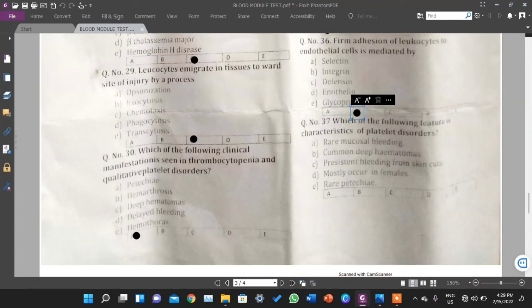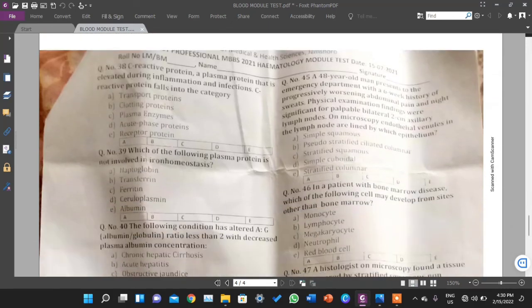Which one of the following features is characteristic of platelet disorders? Rare mucosal bleeding, common deep hematomas, persistent bleeding from skin cuts, most occur in females, or rare petechiae. So the most common characteristic of platelet disorder, whether qualitative or quantitative, is persistent bleeding from skin cuts. So option C is correct. Question number 38. C-reactive protein is a plasma protein that is elevated during inflammation and infections. So C-reactive protein falls into the category of transport proteins, clotting proteins, plasma proteins, acute phase proteins, or receptor proteins.